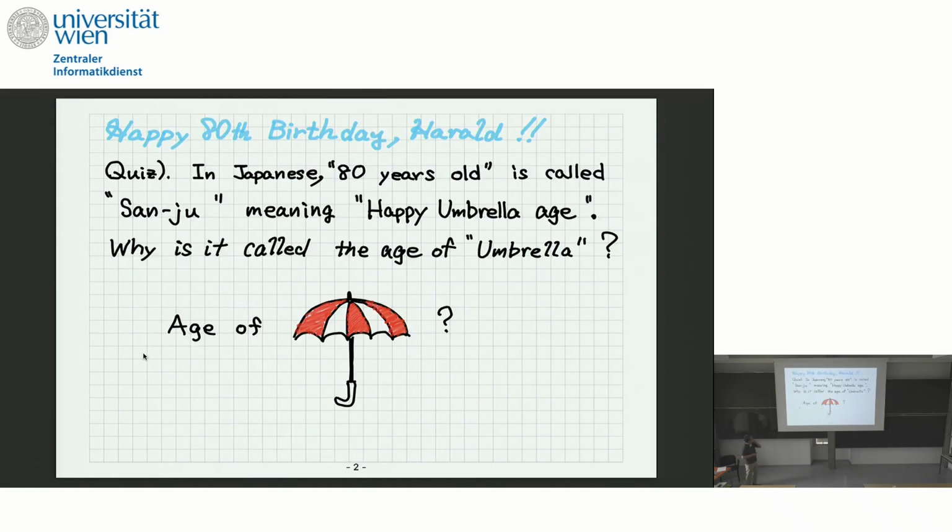80th birthday is special also in Japan, so I prepared a quiz for you. In Japan, 80 years old is called Sanju, which means happy umbrella age. So the quiz is: why is it called the age of umbrella? Nobody knows that.